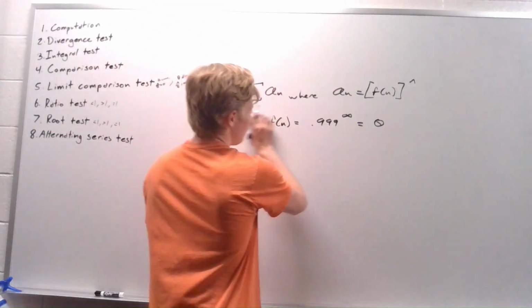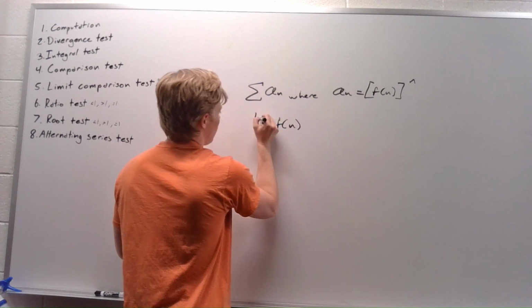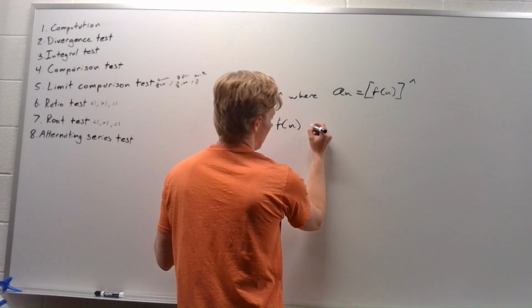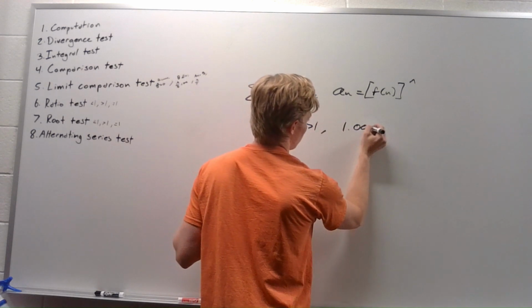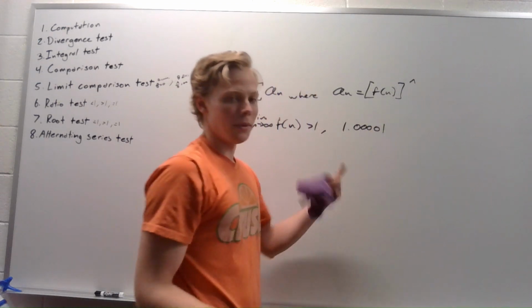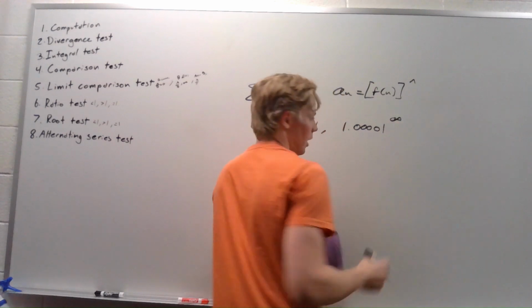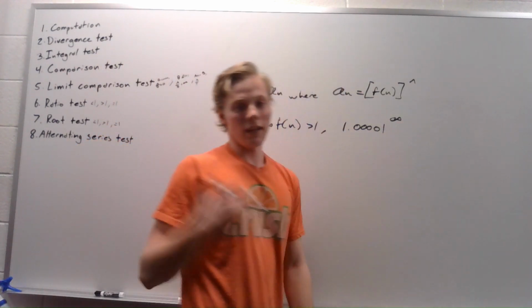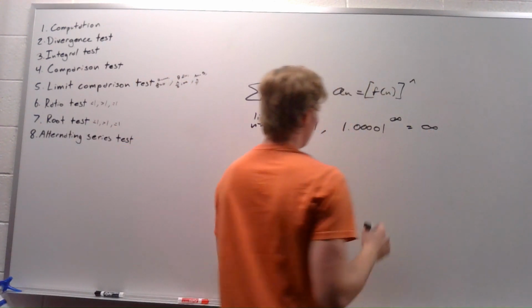However, if f of n, I guess I should say the limit as n goes to infinity of f of n, is greater than 1, or like 1.00001, if you take 1.00001 to the infinite power, no matter how close to 1 this is, that's just going to get bigger and bigger and bigger, and so this is going to be infinity.